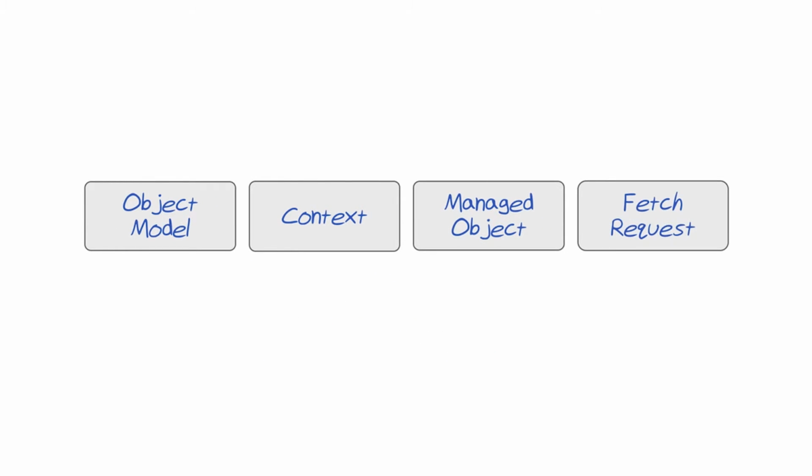To find out who and what is living inside the context, a fetch request is needed. A fetch request is a search of the context for a certain type of managed object. It can specify the type of managed object, a filter, and how the resulting objects should be sorted.